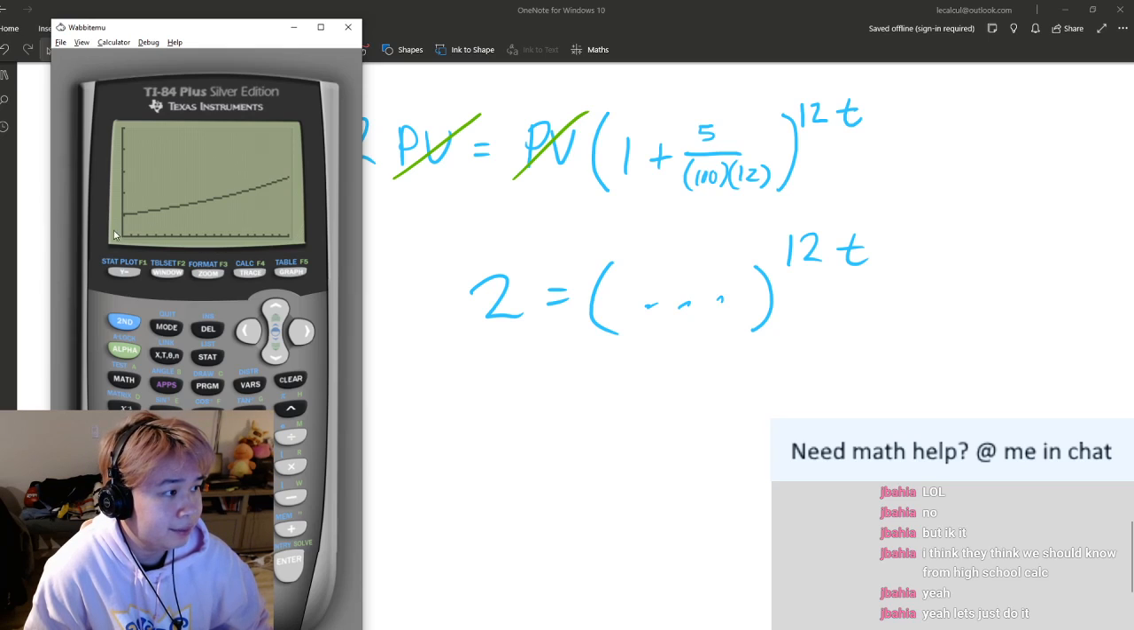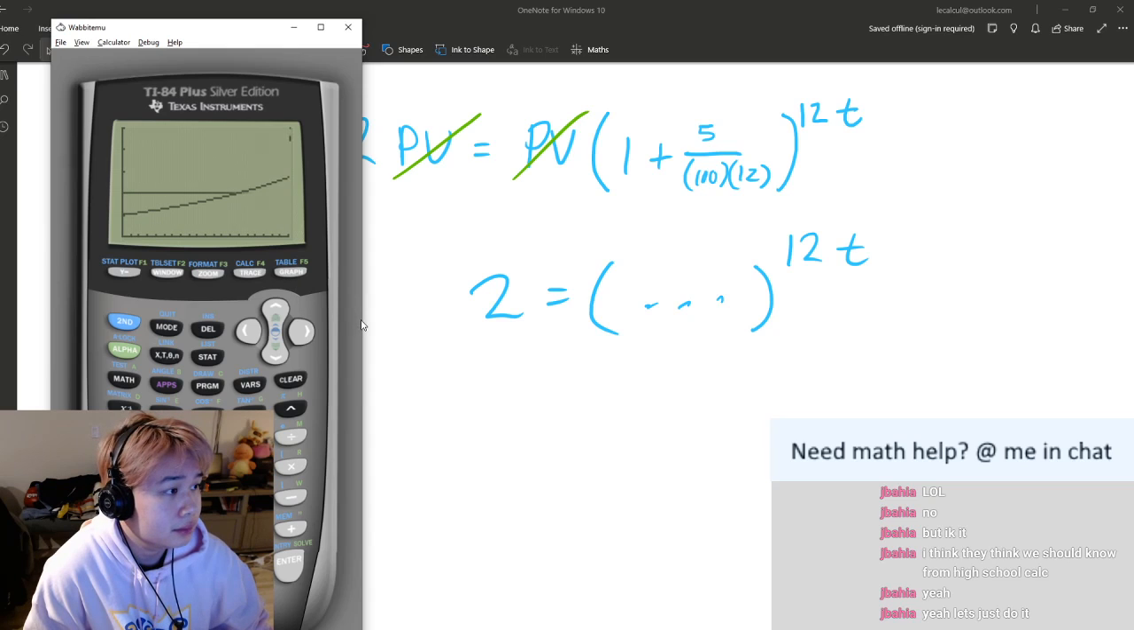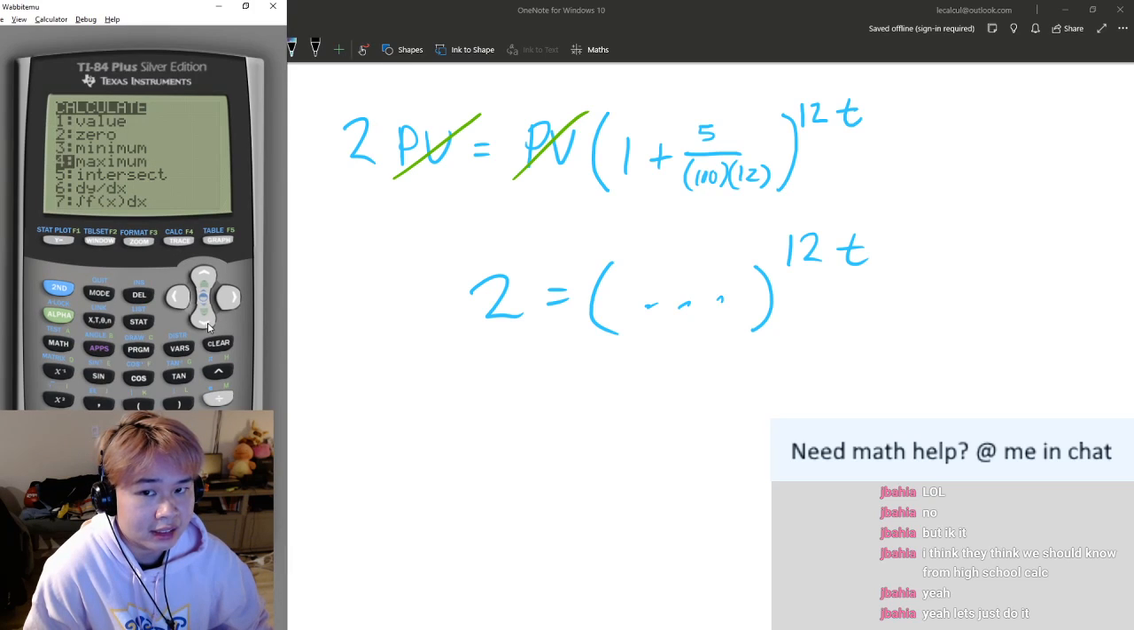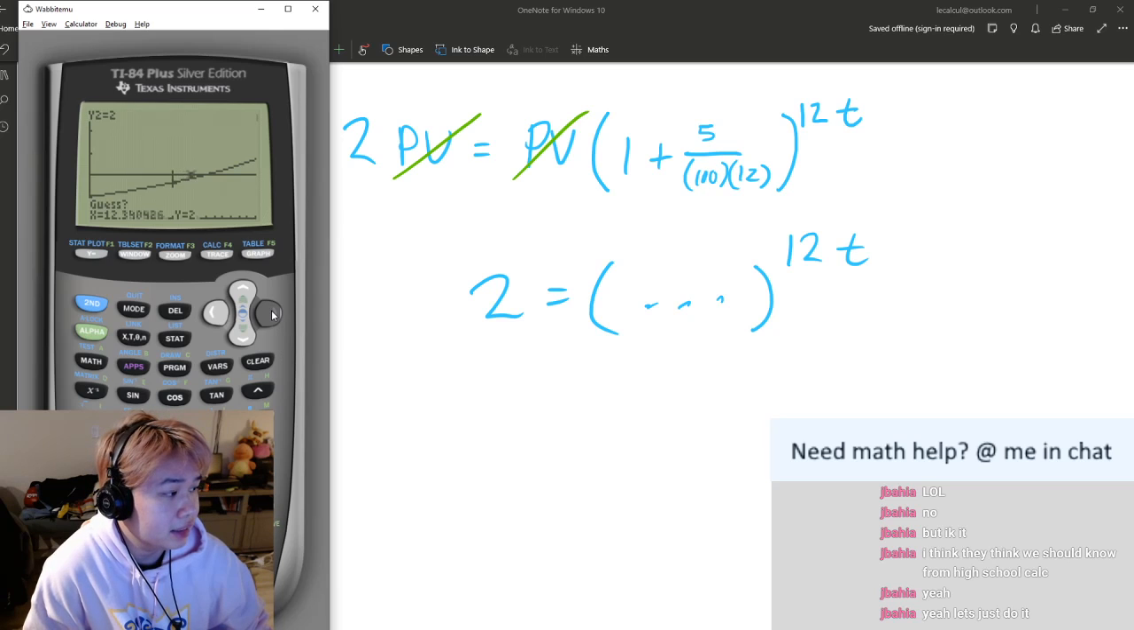So this is the time frame from 0 to 20 years, and then this is just 0 to 5 because I'm interested in when the y value is 2, so I don't need a crazy window. And then for the second graph, I just say y equals 2. And where they intersect is, of course, when he's going to double his money. So we can calculate that intersection. So first curve, second curve, and then the TI-84 makes an estimate.